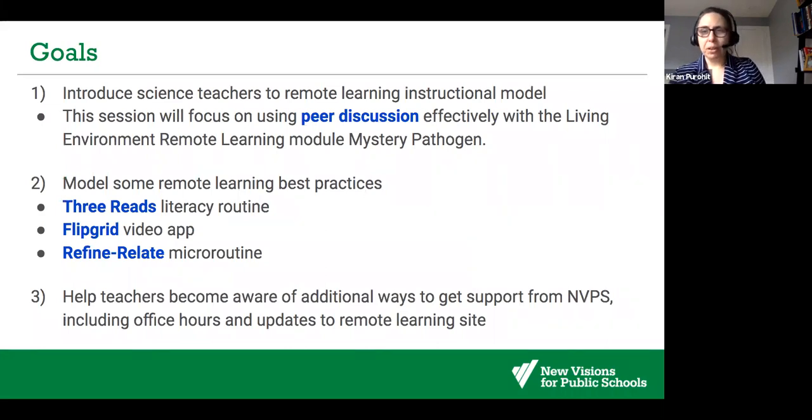For this one, we're really going to look at a science remote learning instructional model through the lens of peer discussion. We're going to try and model and unpack together 3 practices: 3 Reads, Flipgrid, and a micro routine called Refine Relate. And then we're going to try to become aware of, and share with you, additional ways that you can get support from New Visions. So you may know about the other webinars and the remote learning materials and other kinds of resources that we provide, but we just want to leave this session knowing that people know where to access materials going forward.